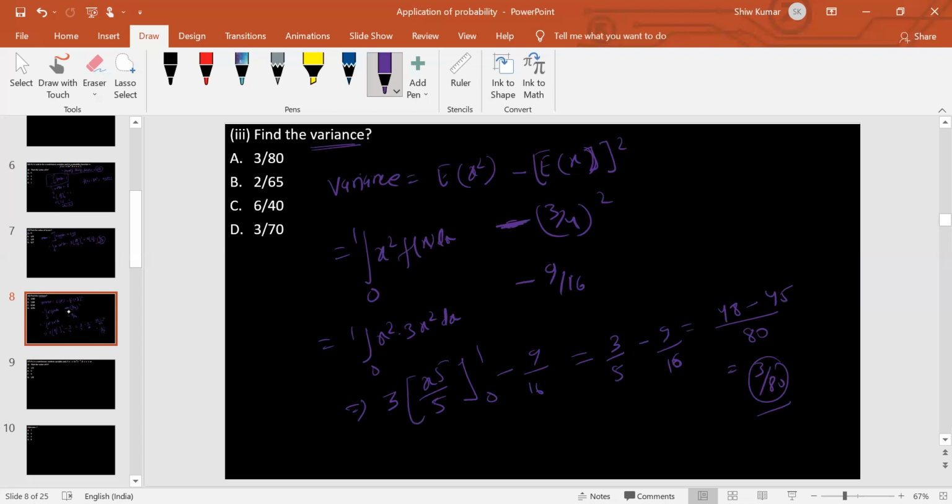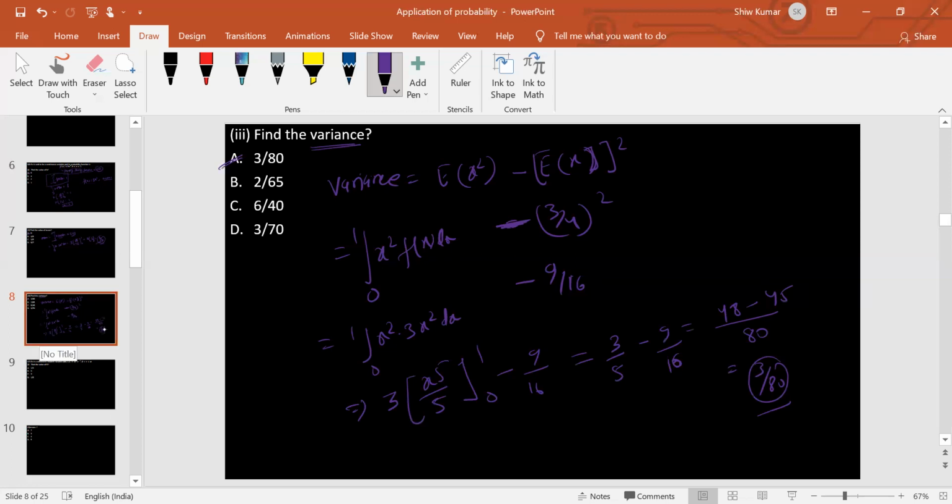So this will be the variance. And we also know that variance is the deviation from the mean. The mean we know is 3 by 4, and the variance I got here is 3 by 80. So whatever the deviation, you will always get it positive. 3 by 4 minus 3 by 80 is always positive.